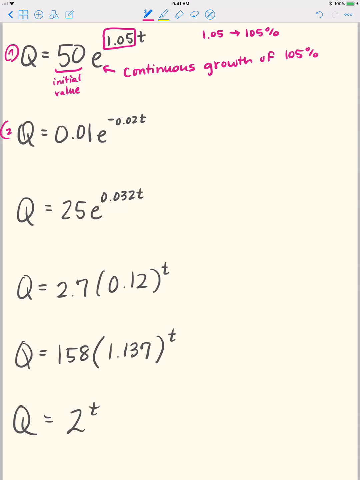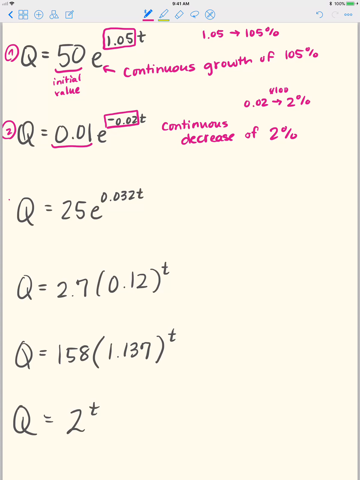Right, the second one has an initial value of 100. But if we focus on this k value, this negative 0.02, the fact that it's negative and that it's on e is a continuous decay or continuous decrease of, and 0.02 as a decimal is 2% as a percentage, remember, multiplied by 100. And so this negative 0.02 exponent on e is representing a continuous decrease of 2%.